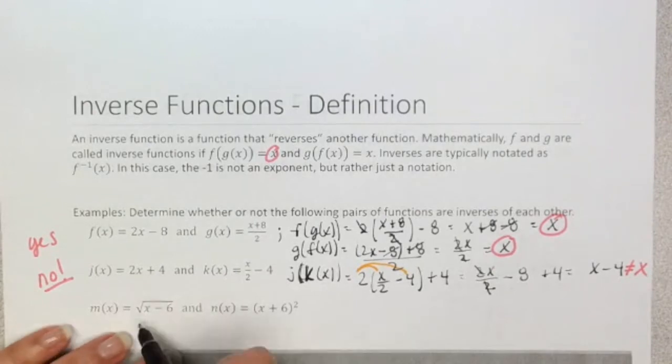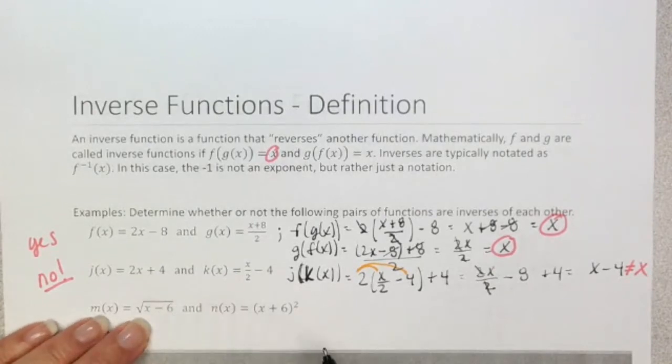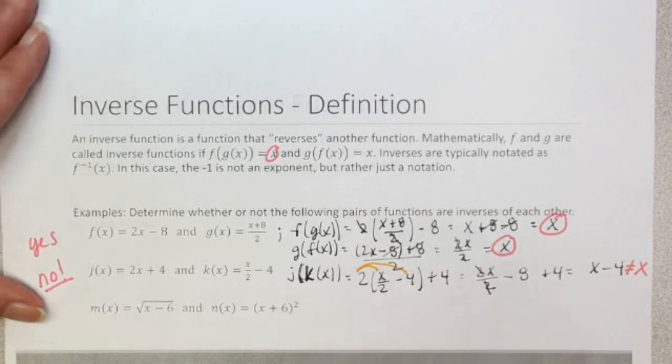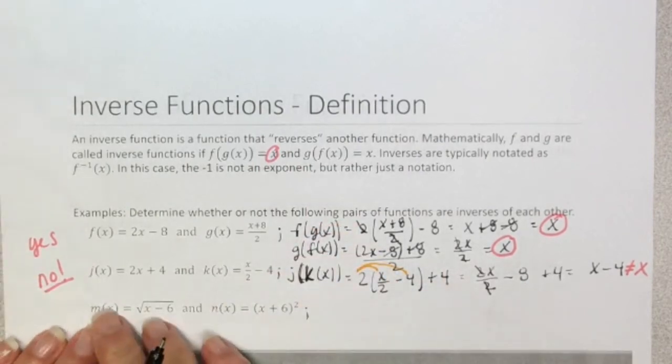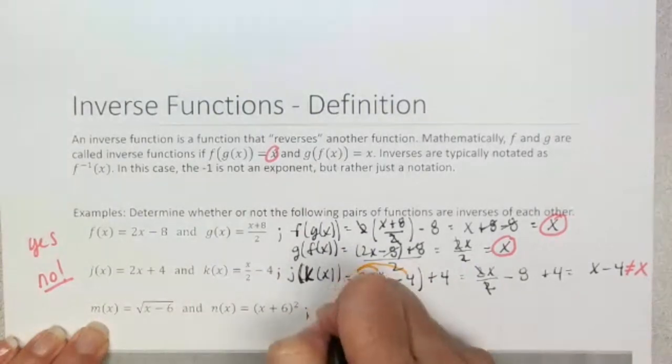One more example. The square root of x minus 6 and x plus 6 squared. At first glance, it looks like those might be inverse functions, right? Let's compose them and find out for sure. All right, so let's just find m of n of x first.